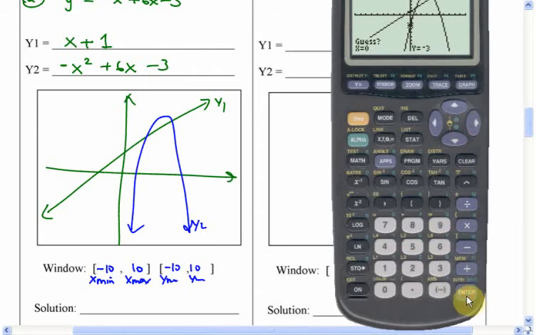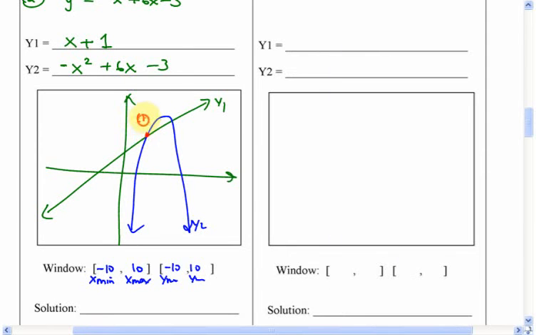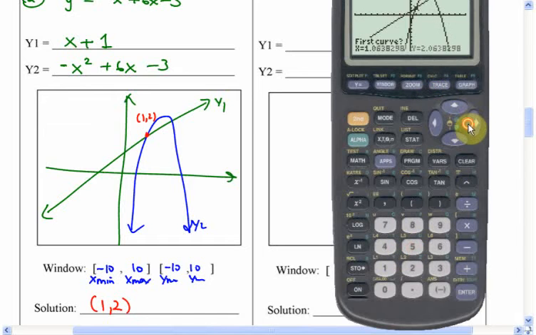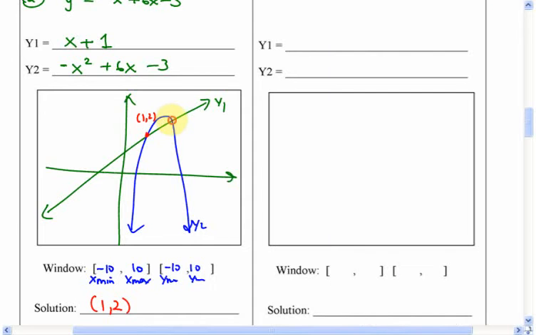First curve, second curve, guess. So they give you the coordinates 1, 2. So that's one of your solutions. Remember, they are always an ordered pair because you have two variables now. And over here, 4, 5. Okay.